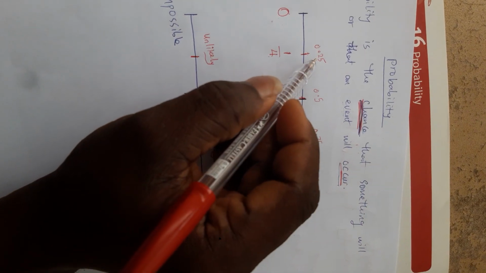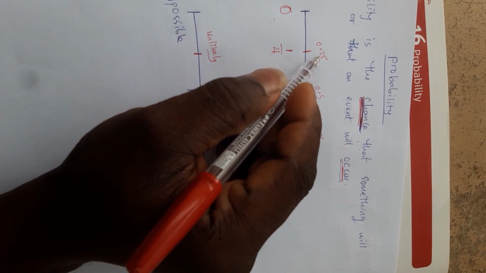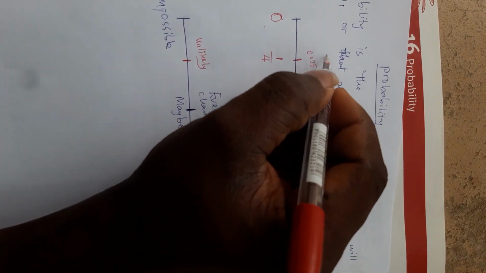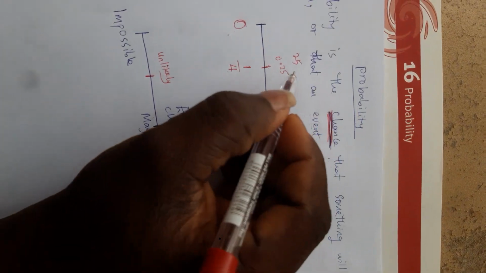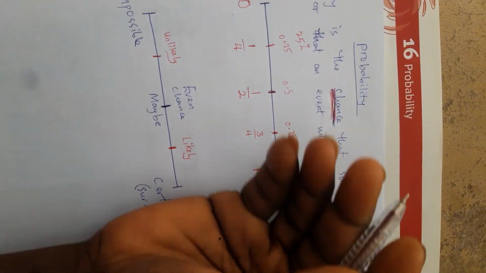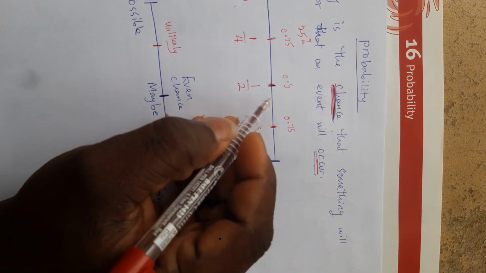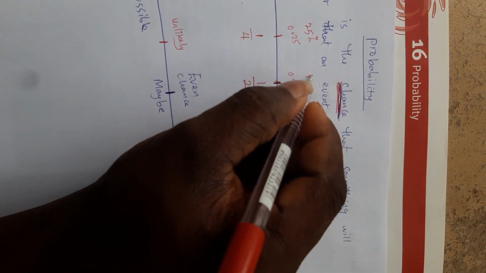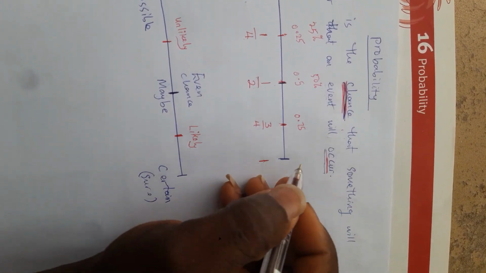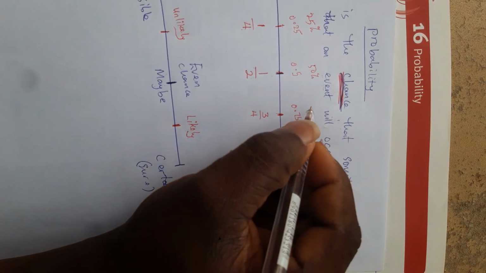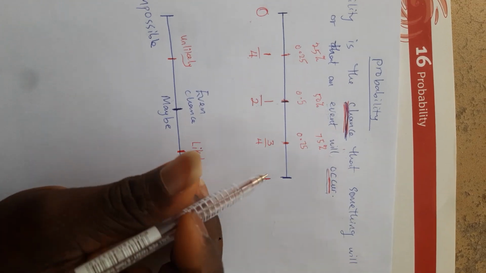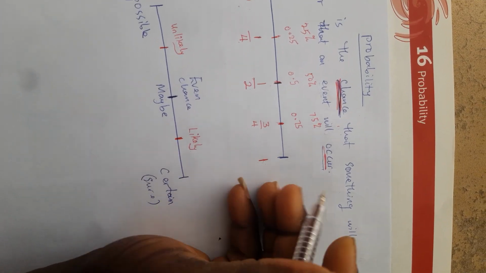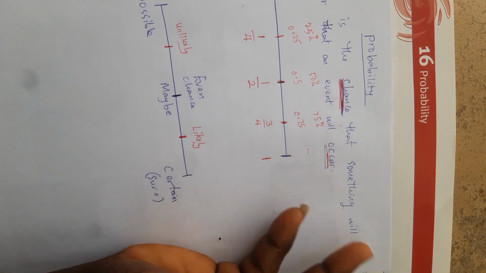Now 0.25, I can express it also as a percentage. 0.25 is the same as 25%. And your half simply means that is 50%. You should know that. And 0.75 also means that was 75%. Can everybody see? And your 1 simply means it's what? 100%.